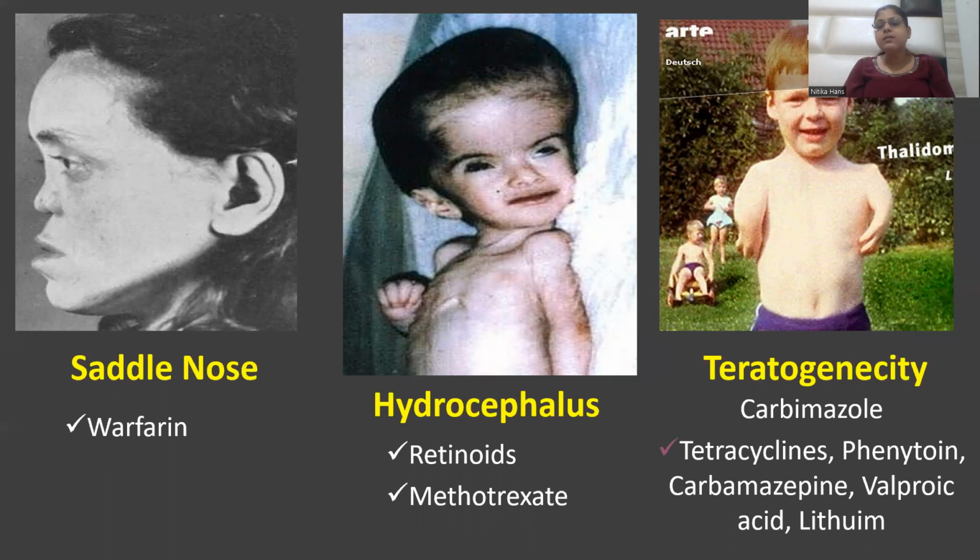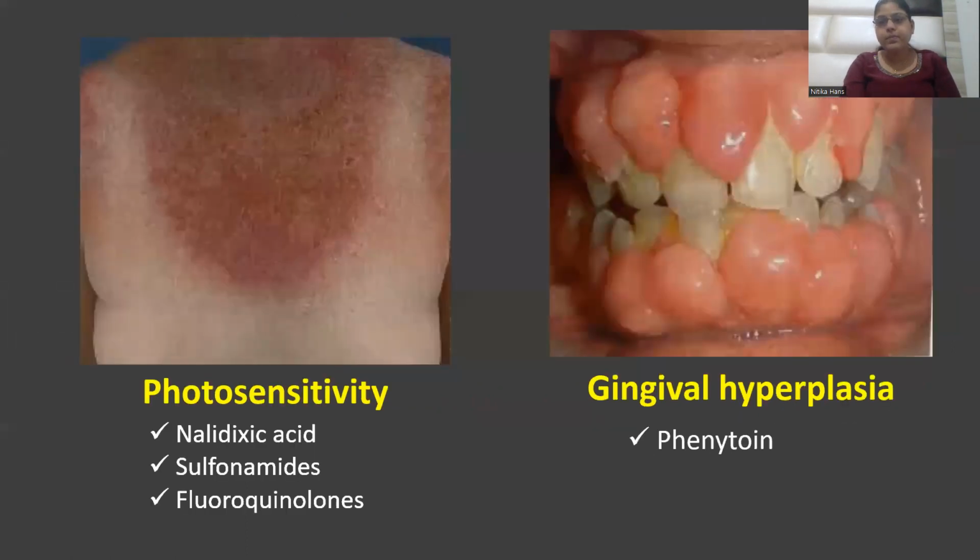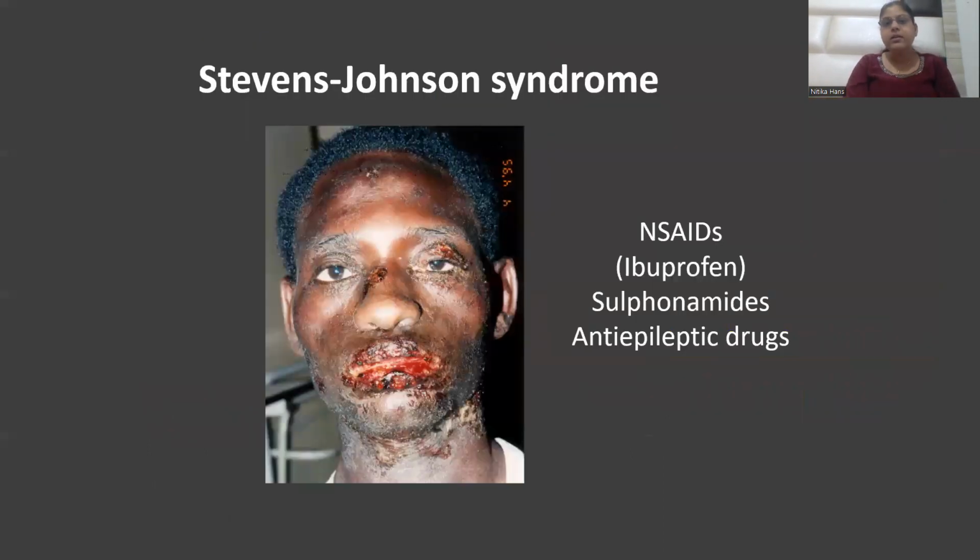Tetracyclines can cause teratogenicity. Carbamazepine, valproic acid, and lithium. Lithium causes Ebstein's anomaly. Photosensitivity means there is sensitivity to sunlight because of some drugs like sulfonamides, tetracyclines, nalidixic acid, and fluoroquinolones. Gingival hyperplasia, or gum hyperplasia, can occur due to phenytoin, which is an anti-epileptic drug.